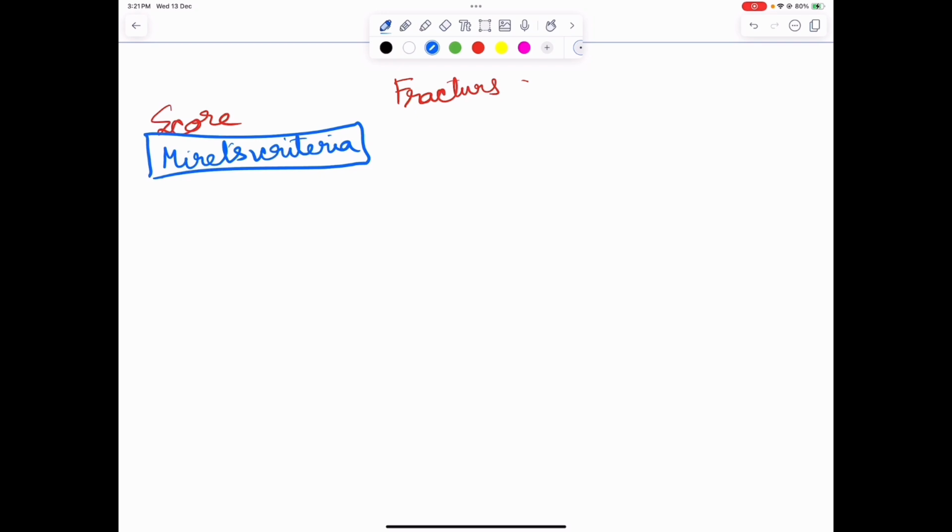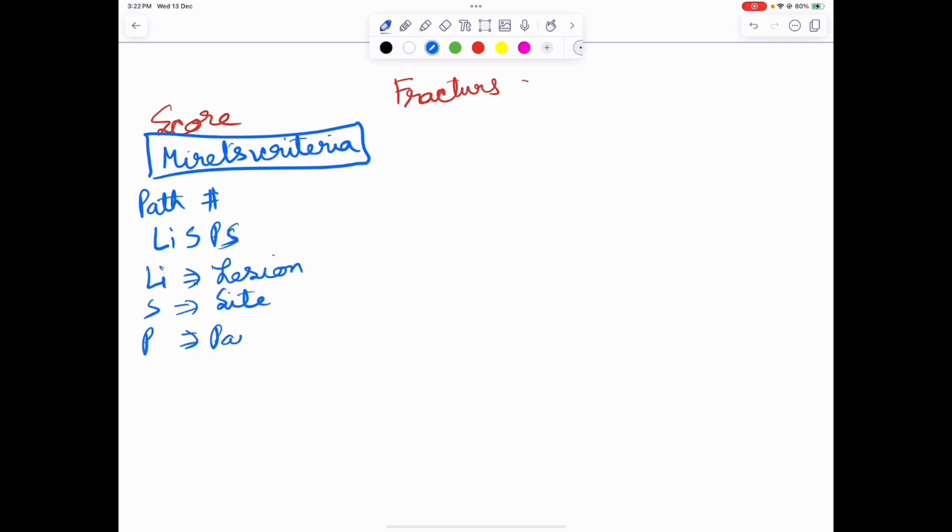In Mirels' criteria, you remember that there is a pathological fracture happening. It can often be learned with the mnemonic LISP. Now LISP: LI for lesion, S for site, P for pain, and again S for size. These are the criteria that determine the chances of osteoporotic fracture.